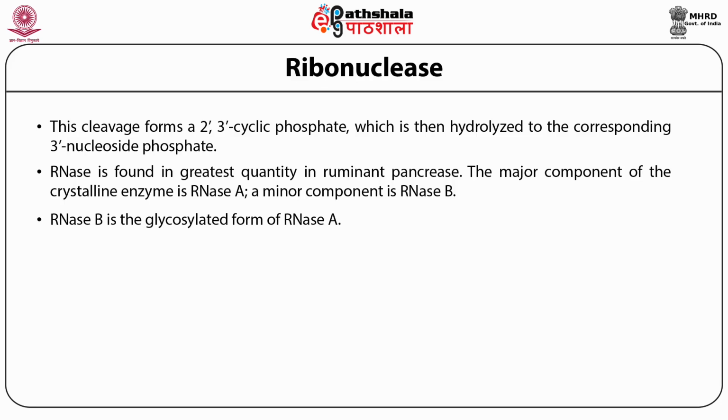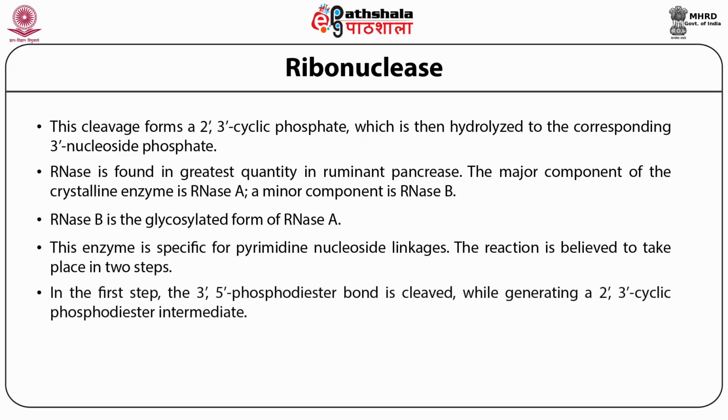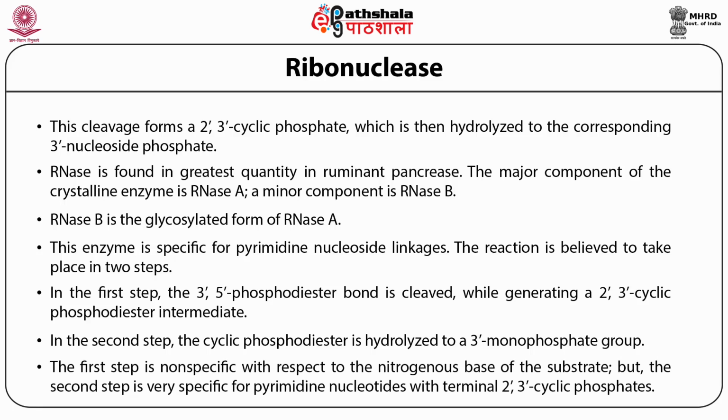What is the specificity of this ribonuclease? This enzyme is specific for pyrimidine nucleotide linkages, and the reaction takes place in 2 steps. In the first step, the 3' 5' phosphodiester bond is cleaved, generating a 2' 3' cyclic phosphodiester intermediate. In the second step, the cyclic phosphodiester is hydrolyzed to a 3' monophosphate group. The first step is non-specific with respect to the nitrogenous base of the substrate, but the second step is very specific for pyrimidine nucleotide with terminal 2' 3' cyclic phosphate.